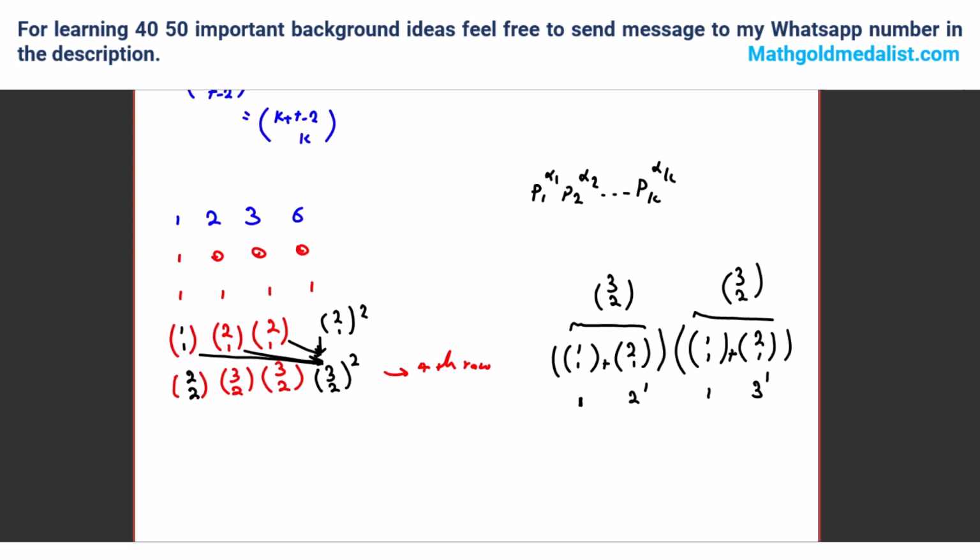Isn't it like n choose alpha, n minus 1 choose beta, or something like that? For 2 primes or k primes? 2 primes. Okay, so let's see.